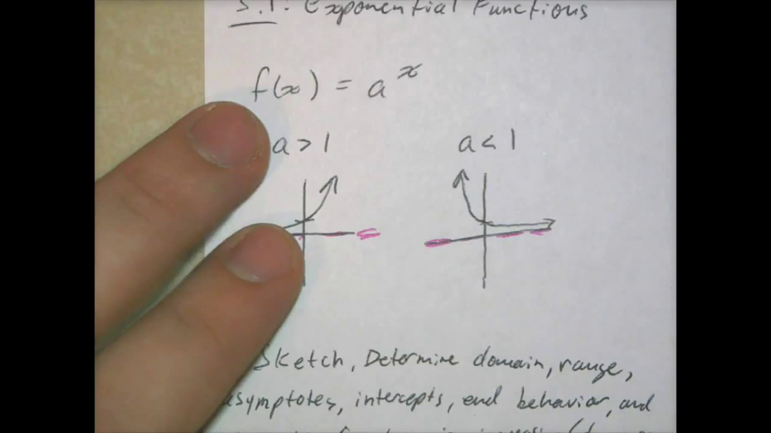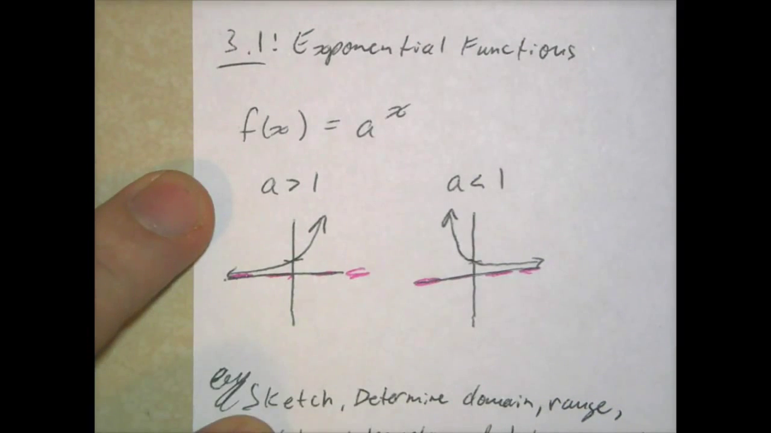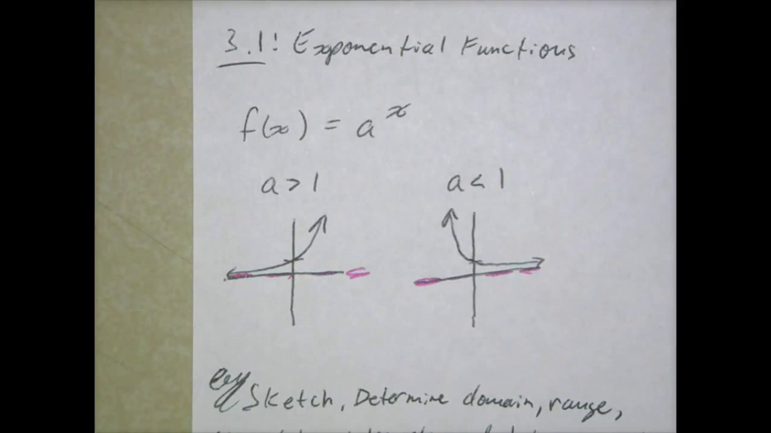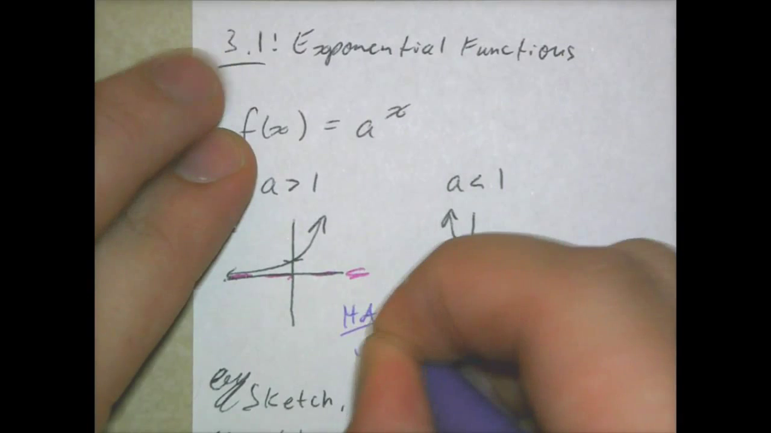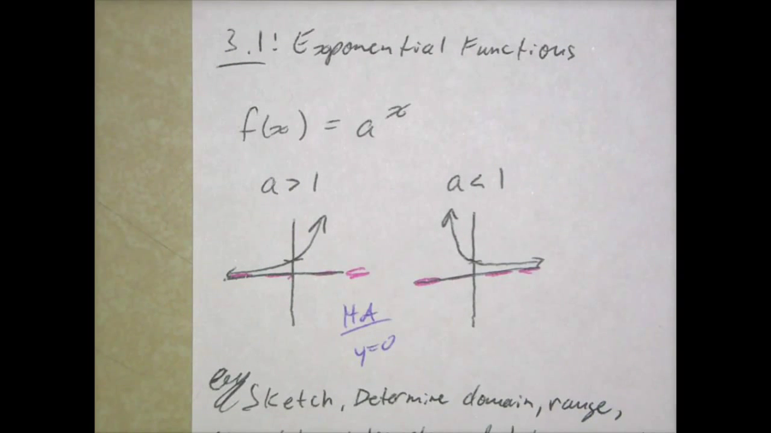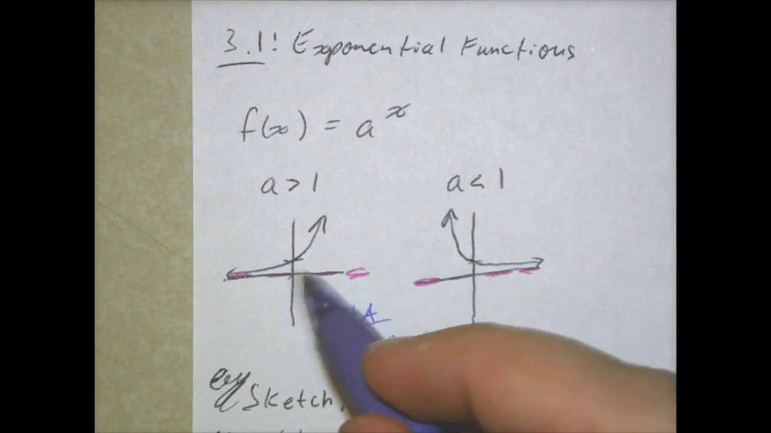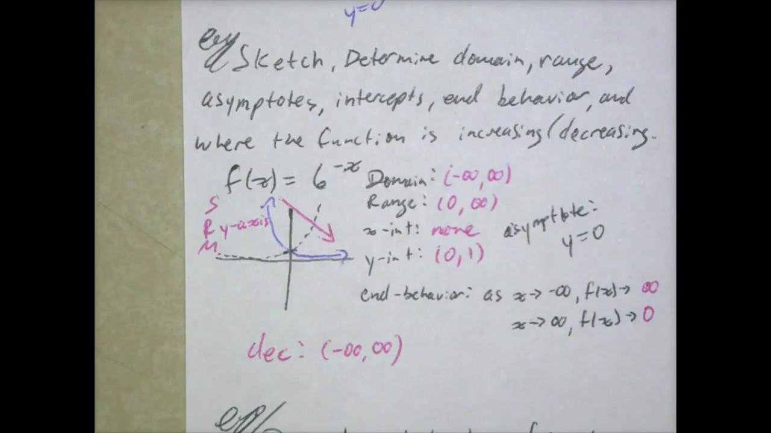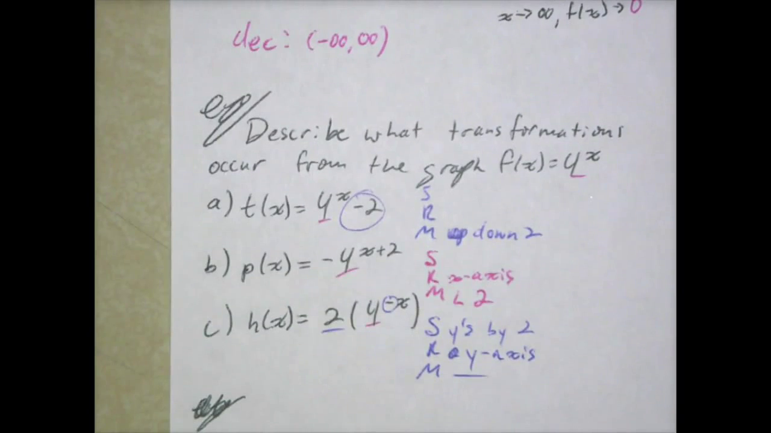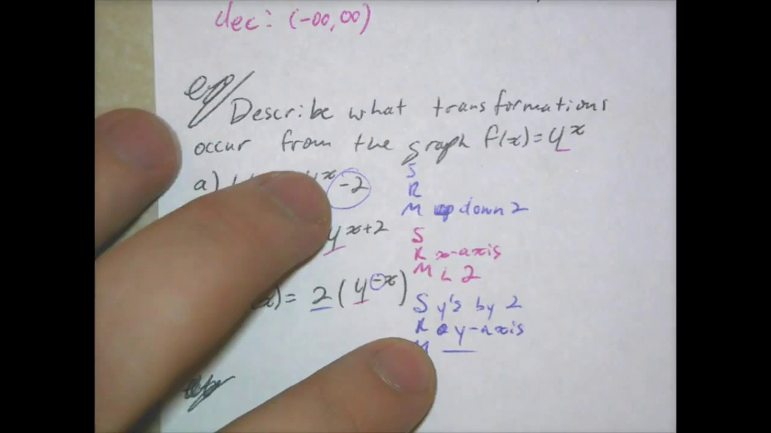Don't forget, you need to know your parent functions. You need to know your horizontal asymptotes. For these, the horizontal asymptote is y equals 0. Maybe you want to write it, maybe you don't. And you have the y-intercepts: it's always going to hit 1 if you plug in 0 for x. You need to be able to sketch them and do all that stuff.